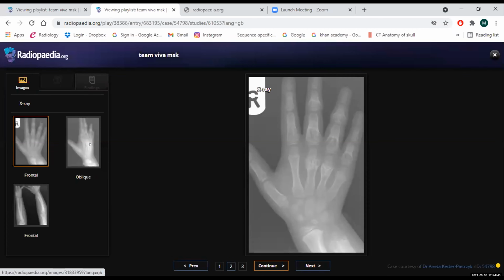I can see that in the hand of an immature patient, there are multiple radiolucent lesions involving multiple bones, that is metacarpal, phalanges, and distal end of ulna. These lesions are slightly expansile, and these mainly involve the metaphyseal regions.